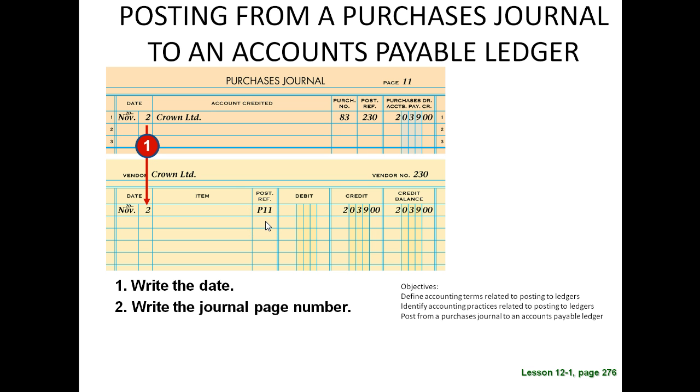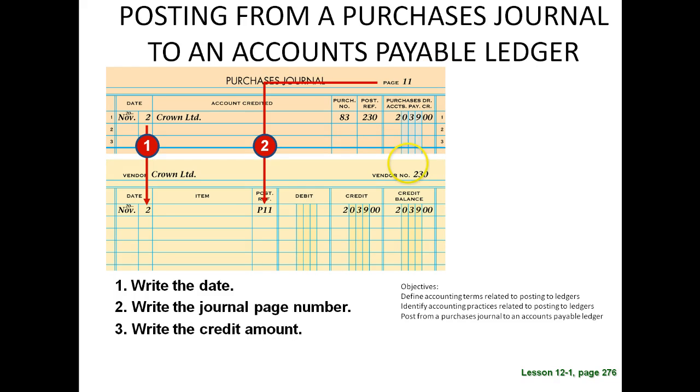We write the journal page number. It's page 11. So remember, what goes in the post ref column of your ledger is the page of the journal you pulled it from. Well, you pulled it from your purchases journal. That's why we have a P. You could also put PJ. And it's page 11. This is something a lot of you guys missed. I believe it was in chapter 10 that you did not put a post ref and you didn't put a date in your ledger. And you absolutely have to do that every time.